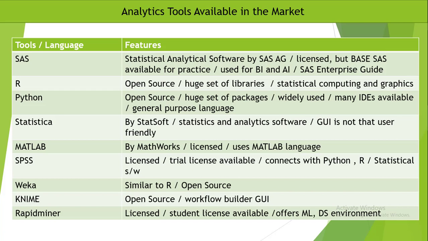SPSS is another software which is licensed, although a trial license is also available. It connects very easily with Python and R and offers you a statistical software and environment. Weka is very similar to R and it is open source, though not very prominent in the market. KNIME is also open source.